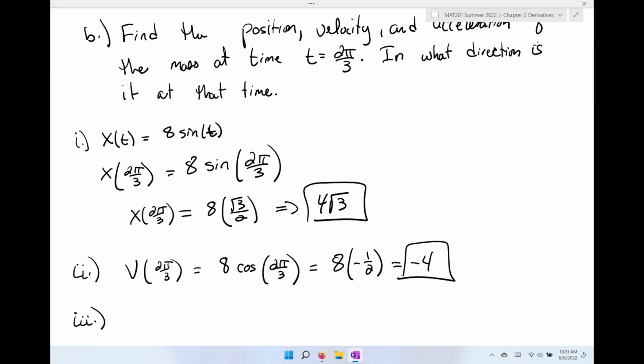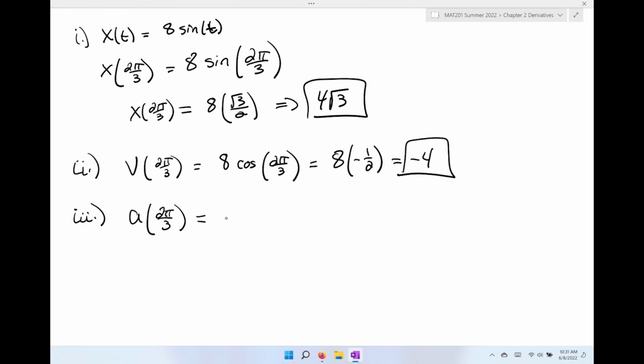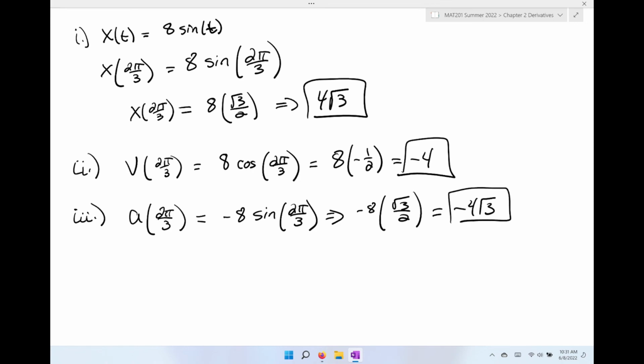And then the third part is going to be the acceleration. So we're asked to find a of 2 pi over 3. And that's going to equal negative 8 sine of 2 pi over 3. Now the sine of 2 pi over 3 again is going to be square root of 3 over 2. And when you simplify that, you get negative 4 square root of 3.